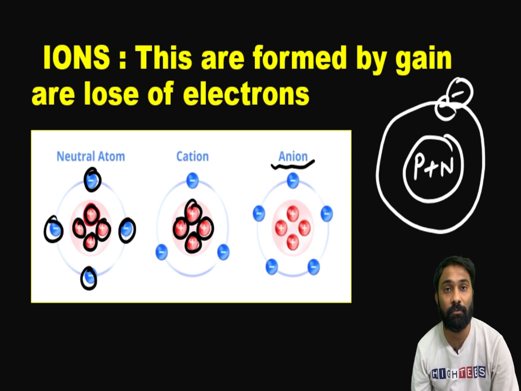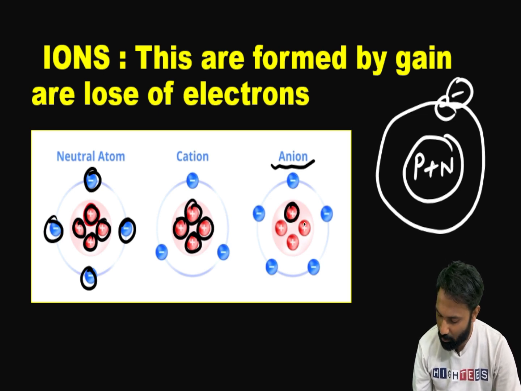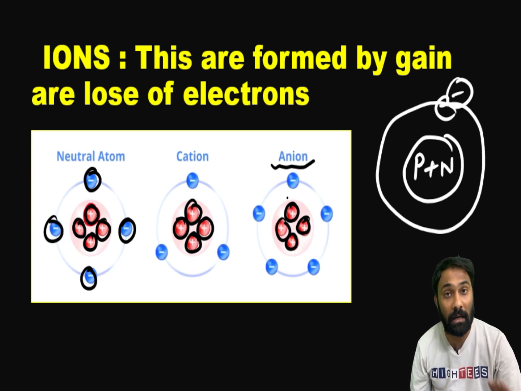Okay, next the anion. What is the meaning of anion? In comparison with the protons, there are one or more extra electrons, it may be 1 or 2 or 3. Clear? Now here you can see we have 4 protons, but how many electrons? 5 electrons, right? Compared to the protons, if the electrons are more, it is an anion. If the electrons are fewer, it is a cation.